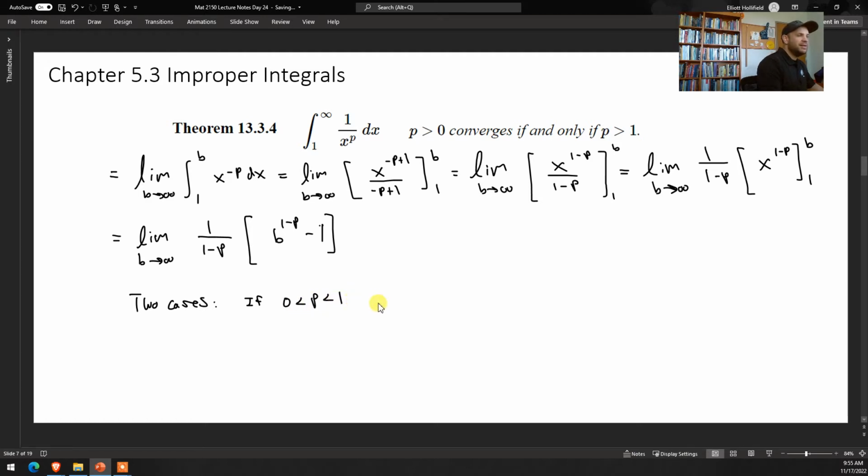Well, if p is less than 1, then 1 minus p is a positive number. And the limit as b goes to infinity of b raised to the 1 minus p, this is a positive number, means this has to be infinity. And hence we get a divergent integral.